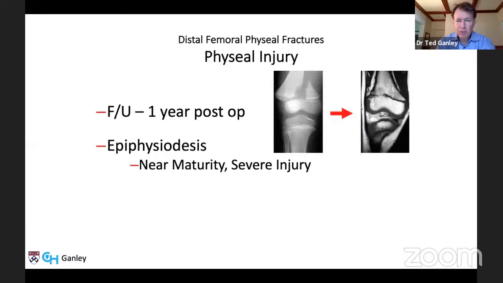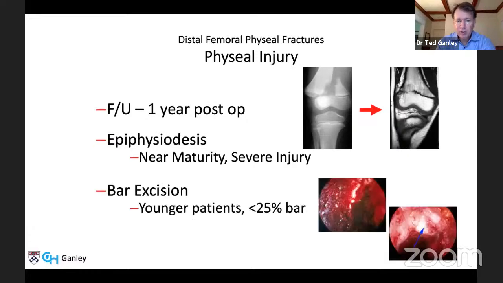I like to follow these patients for 1 year post-op. An epiphysiodesis if they're near maturity and with severe injuries, bar excision if they're younger patients and less than 25% of the bar. And I'll use the arthroscope when I excise these bars just to actually visualize the physis. You can see a blue arrow on the physis in the lower right-hand corner and the surrounding cancellous bone.